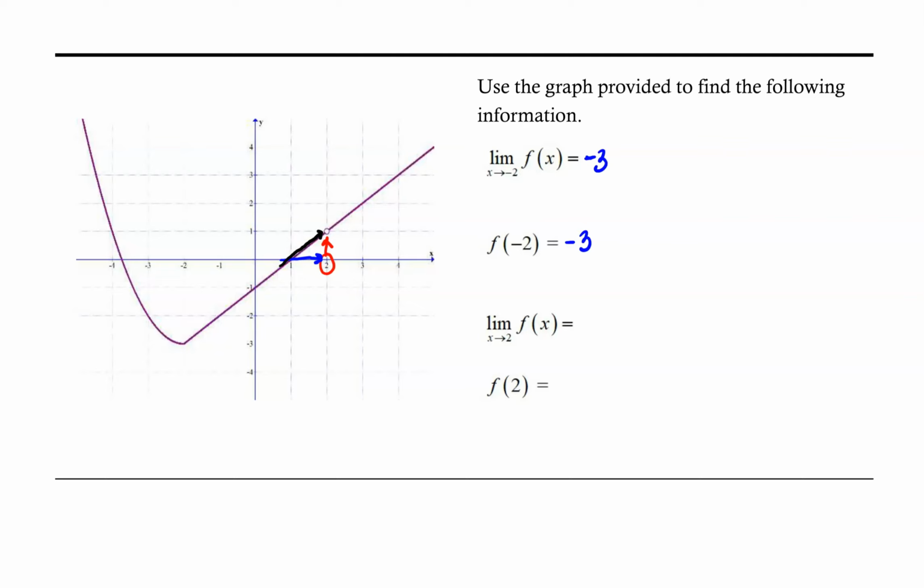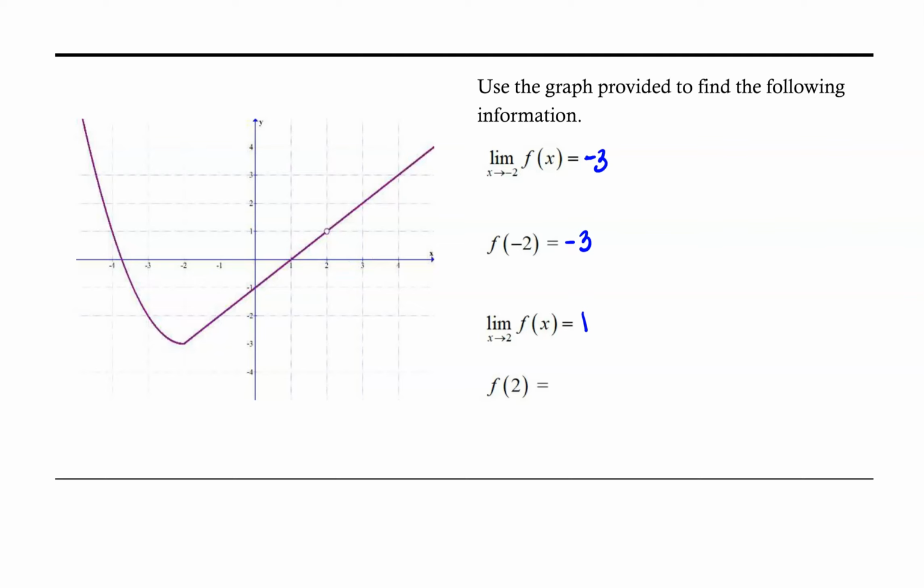This time my x values are decreasing towards 2, and what appears to be happening to my function values is that they are decreasing. The function values are decreasing, and it appears to be approaching 1. So we could say that the limit as x approaches 2 of f of x is 1.